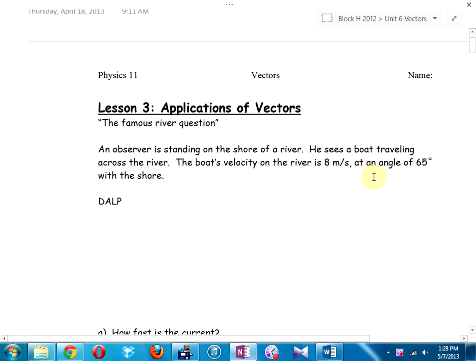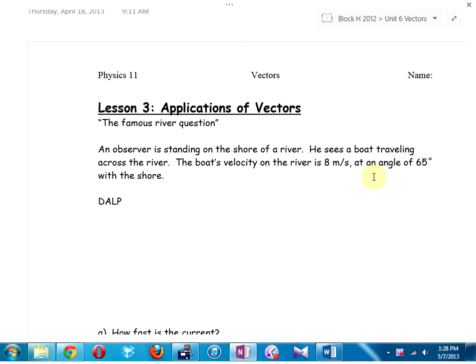So I called this applications of vectors, and underneath here I wrote the famous river question. It says, an observer is standing on the shore of a river. He sees a boat traveling across the river. The boat's velocity on the river with respect to the shore, this is what the observer sees, is 8 meters per second at an angle of 65 degrees with the shore.